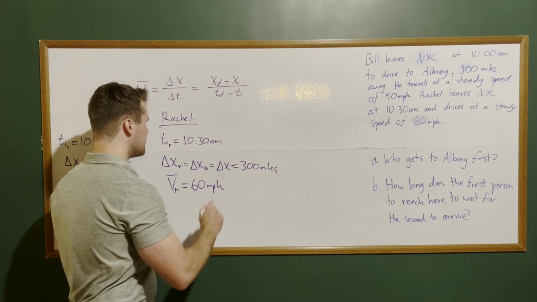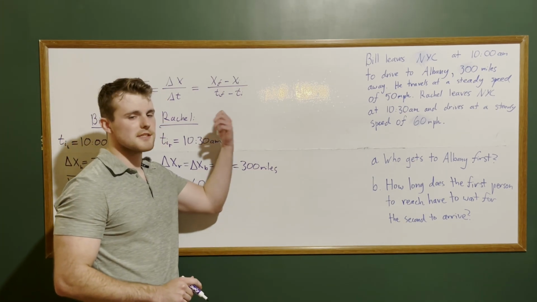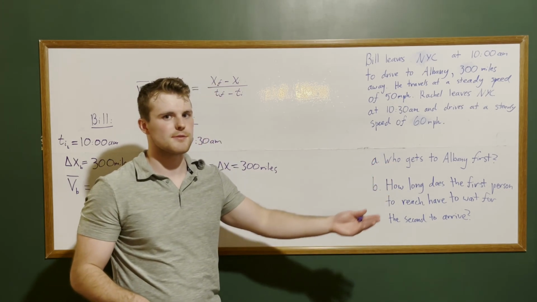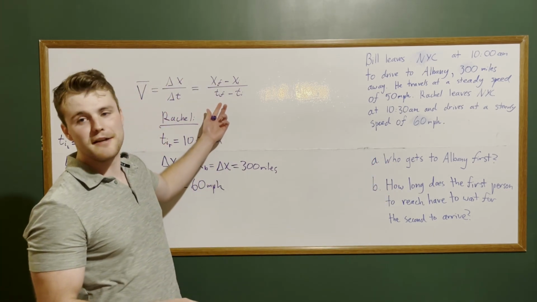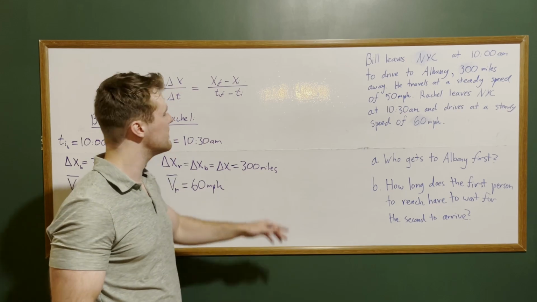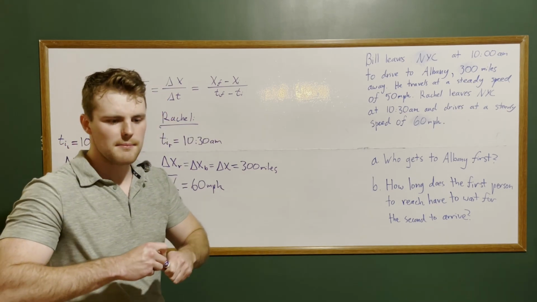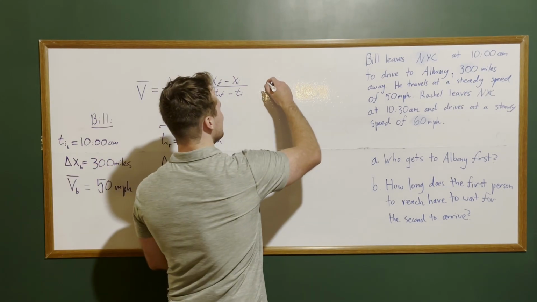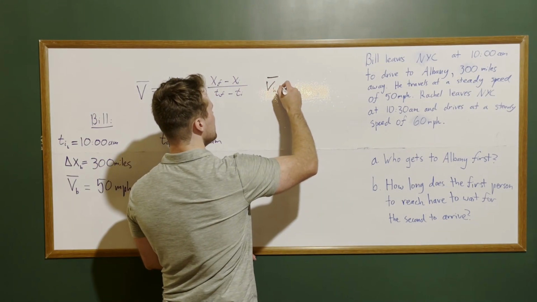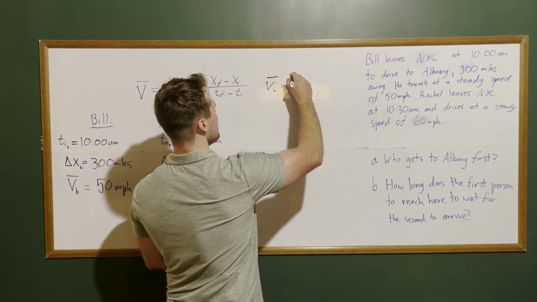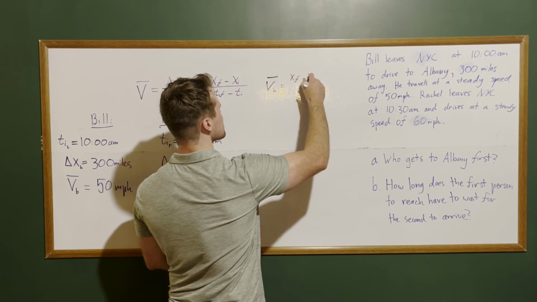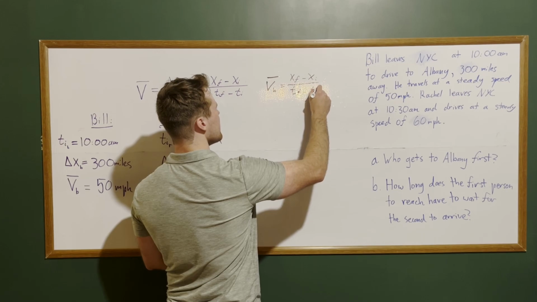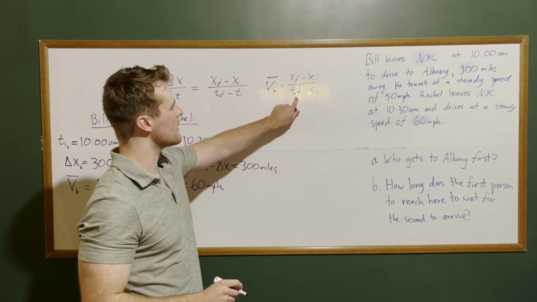So now I'm going to rearrange this equation and solve for t sub f, because we're trying to find who gets to Albany first, which is our final destination. So we need our final time. I'm going to do some algebra and solve for t sub f, but I'm going to use a different marker. I'll use black. V bar sub b equals x f minus x i all over t f minus t i. And like I said before, let's solve for t sub f.